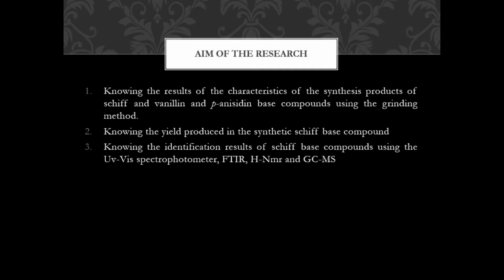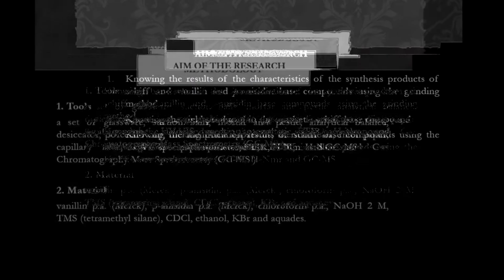Aim of the research: 1. Knowing the result of the characteristics of the synthesis product of the Schiff base compound from vanillin and p-Anisidin using the grinding method. 2. Knowing the yield produced in the synthetic Schiff-based compound. 3. Knowing the identification result of the Schiff-based compound using the UV spectrophotometer, FTIR, HNMR, and GCMS.